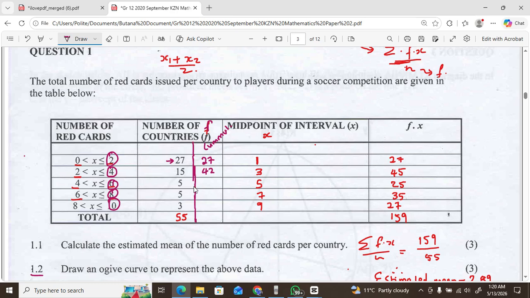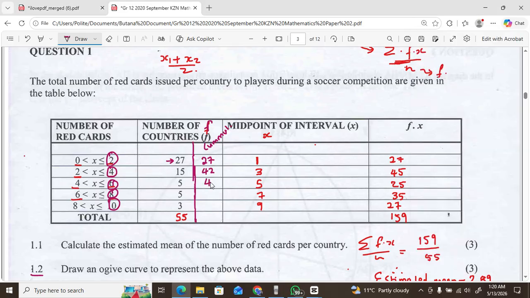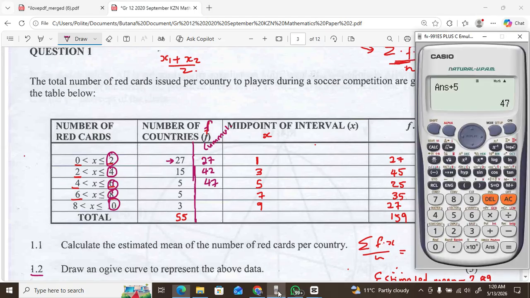Then the total now is 42. You add the next number on the frequency column. The next number is 5. You're going to add 5 to that 42, which gives us 47. The next one is 47. Then we add the next number on the frequency column, which is 5. So this will be plus 5, and this gives us 52.